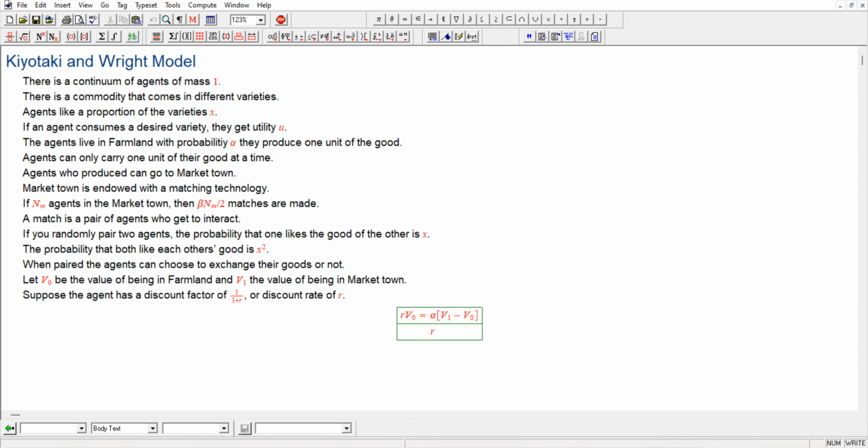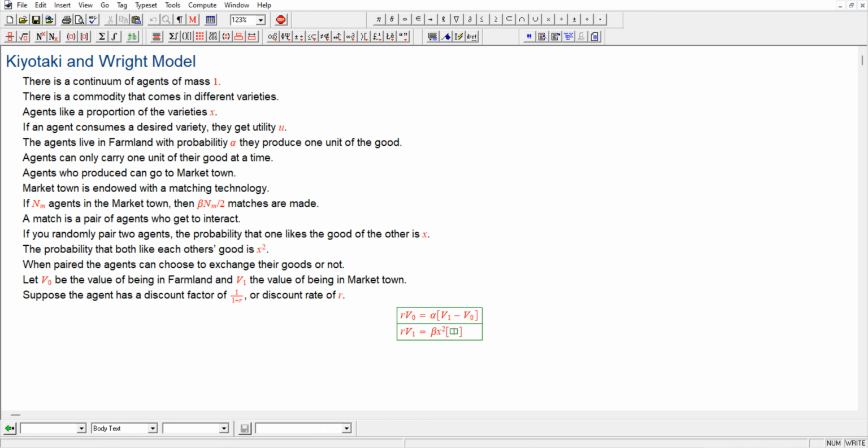What about if you're in market town? The flow that you get in market town, well, with probability beta times x squared, you meet someone who likes your good, and simultaneously you like their good. That's what's called a double coincidence of wants. I like what you have and you like what I have.